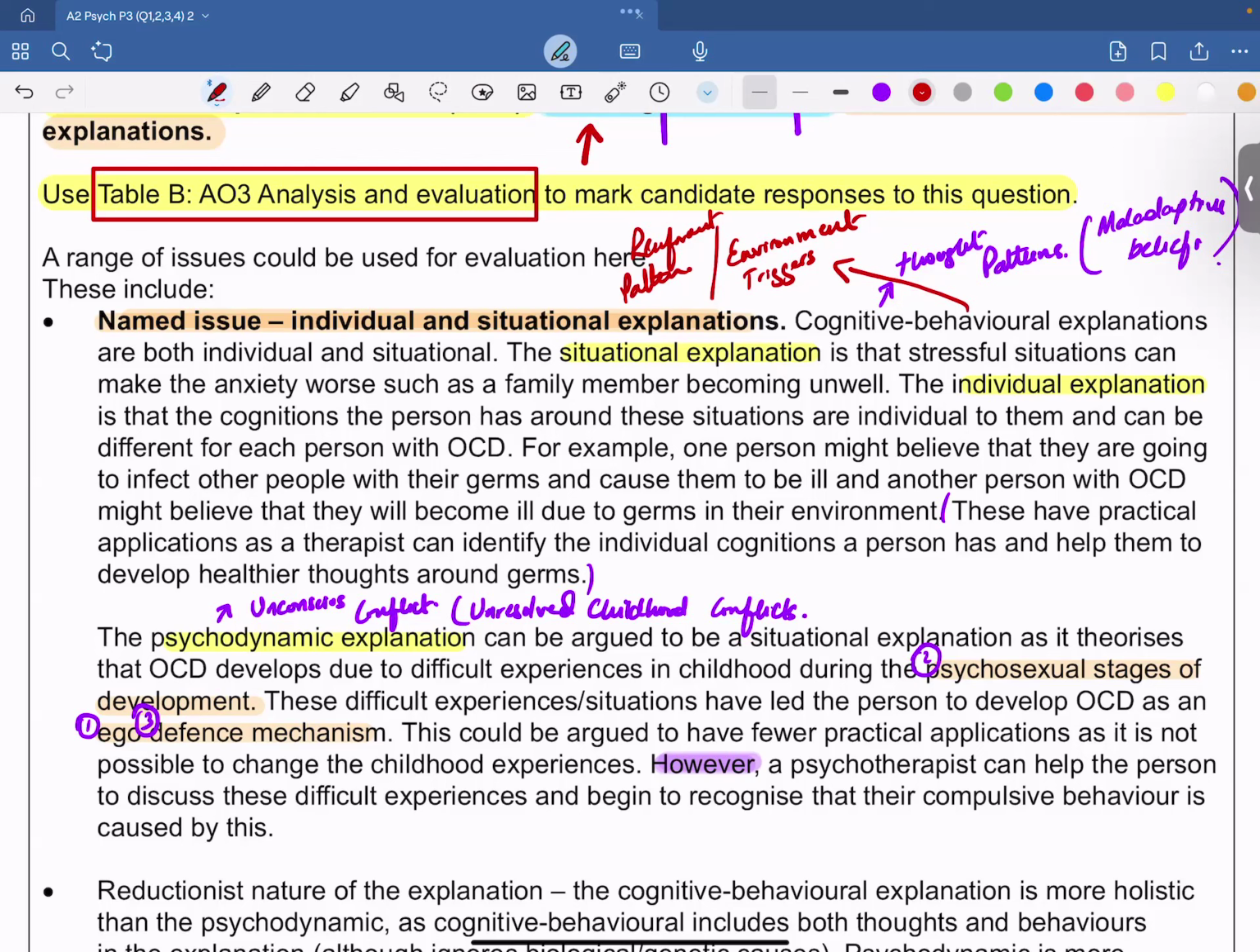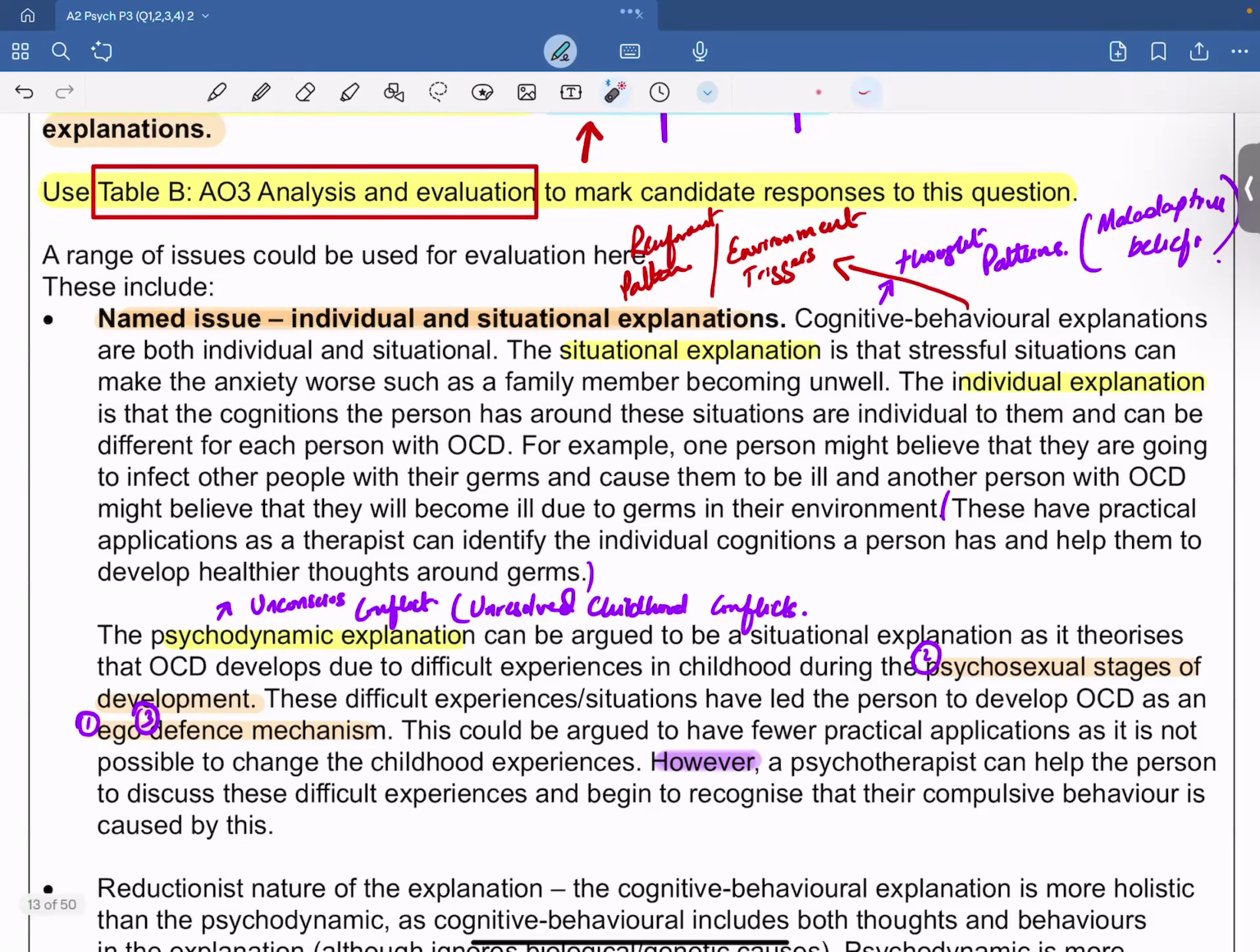Now, if we try scrutinizing this, the individual explanation revolves around accounting for personal variations in OCD, but it often neglects the role of environment. So through the individual explanation, like we have discussed, this can help the therapist to identify individual cognitions that need to be fixed, but at the same time the individual explanation tends to ignore the role your environment could be playing.